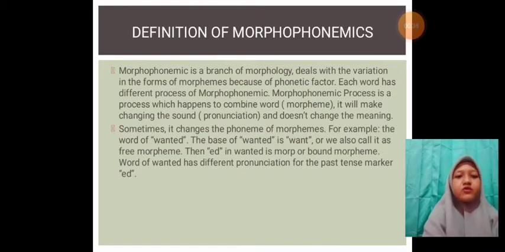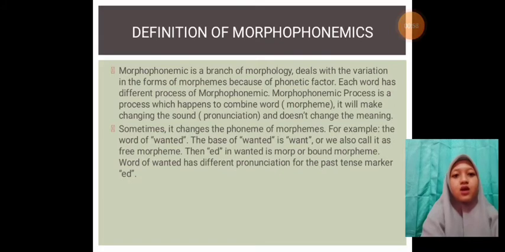Morphophonemics is a branch of morphology that deals with the variation in the form of morphemes because of phonetic features. Each word has a different morphophonemic process. The morphophonemic process happens when words are combined. It changes the sound or pronunciation but doesn't change the meaning. Sometimes it changes the phoneme of a morpheme.